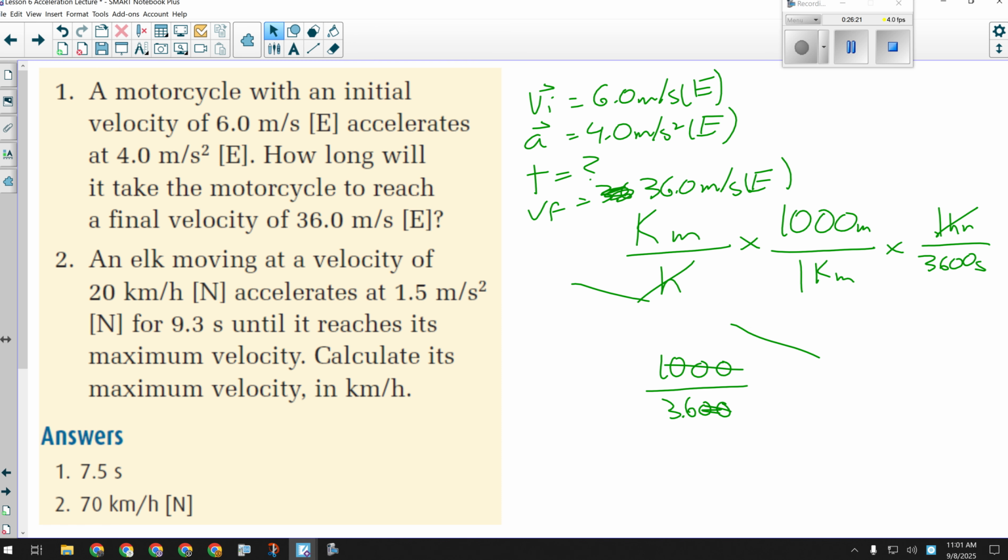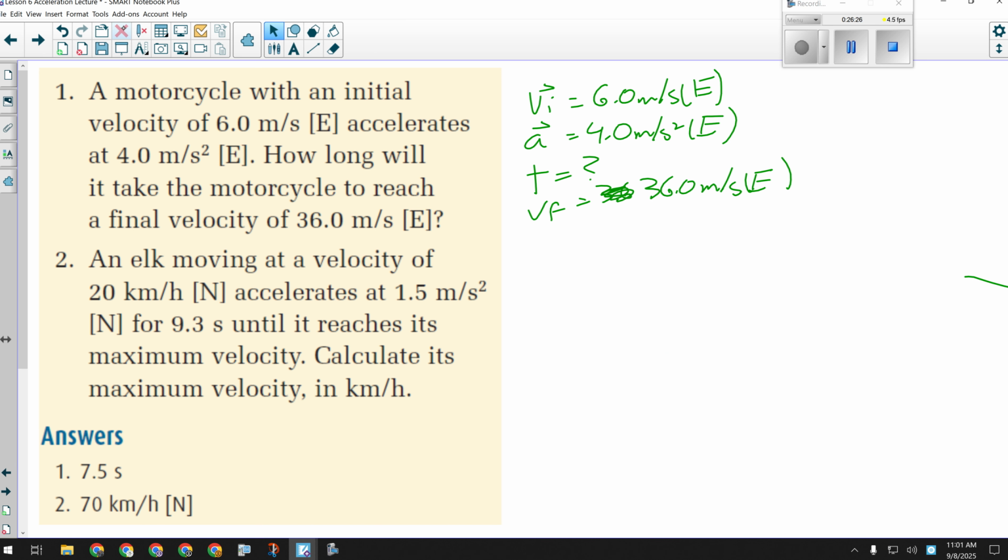All right, so I've got this information and I need to solve for t. This would be the formula I'm going to use, Vf minus Vi over t. I'm going to multiply both sides by t, and divide both sides by a. I'm manipulating and solving for t now. Plug in my numbers: 36 minus 6 divided by 4. When I do that, I should get 7.5 seconds.